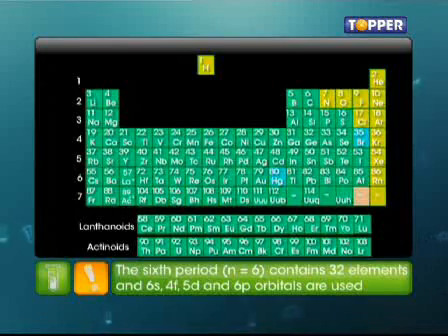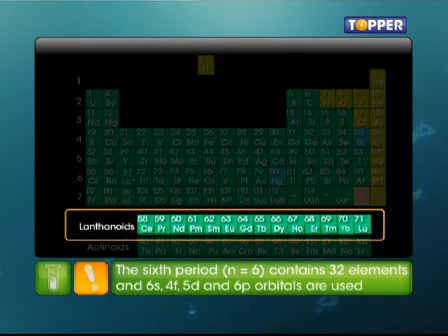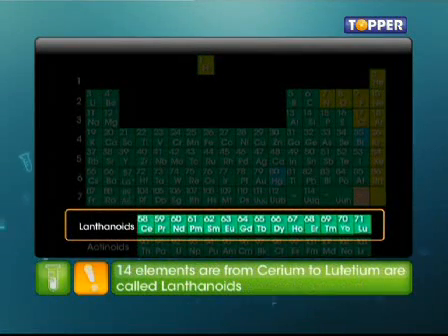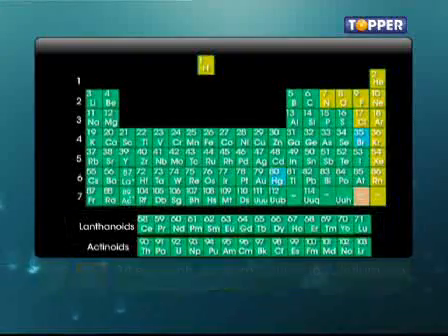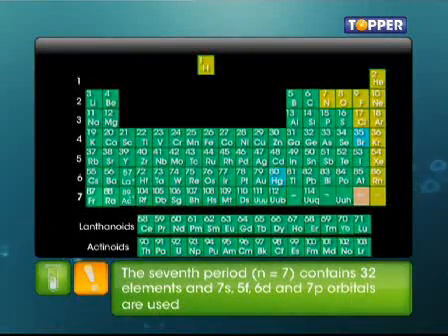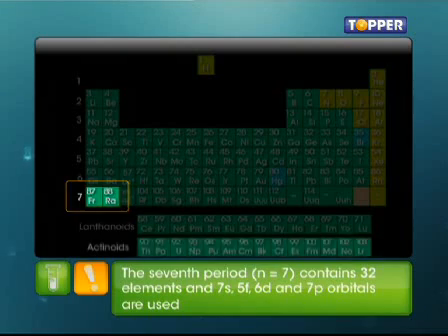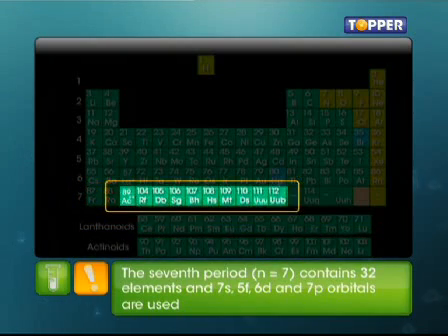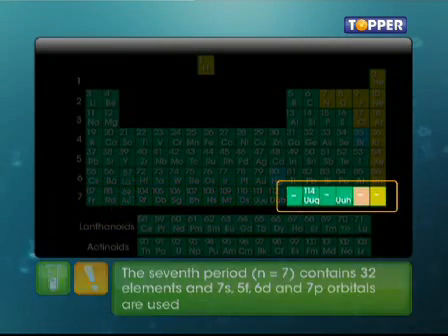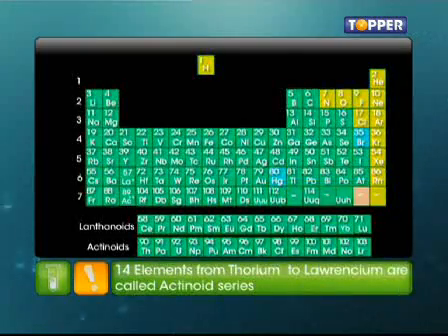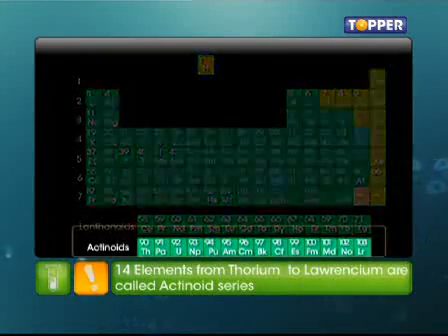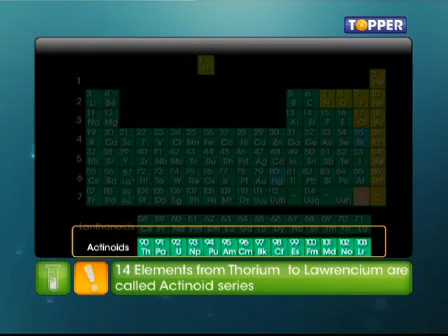After lanthanum, the 14 4f elements from cerium to lutetium are called lanthanoids. In the seventh period, electrons fill up according to 7s, 5f, 6d and 7p. The 5f series starts from thorium to Lawrencium and is called actinoids.